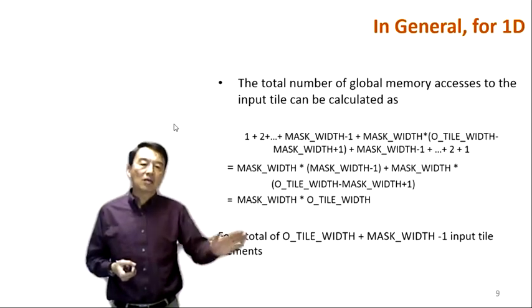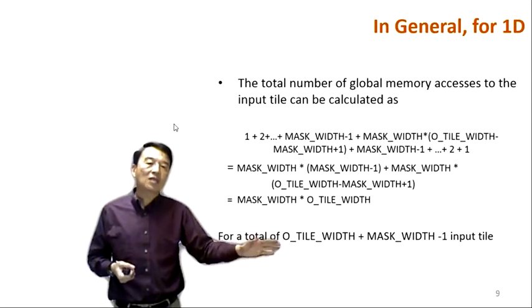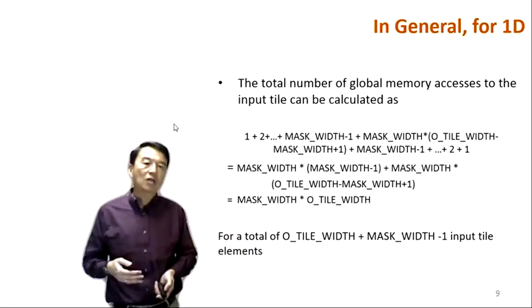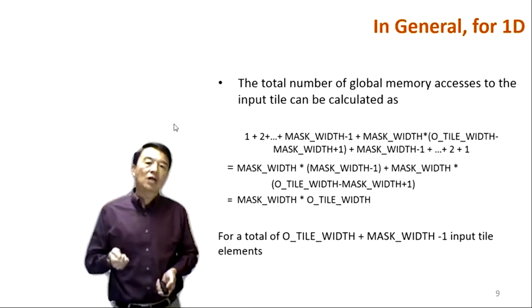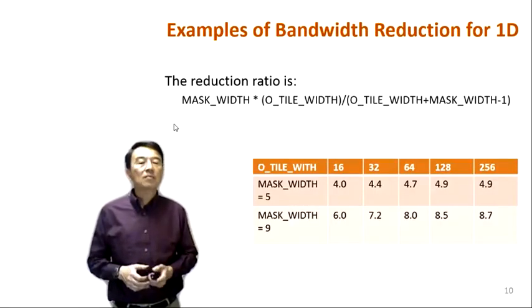And we still will need to spend output tile width plus mask width minus 1 memory accesses to load the input tile. So we can calculate the ratio of the two, which gives us the savings, and we will come back to this point in a few slides.